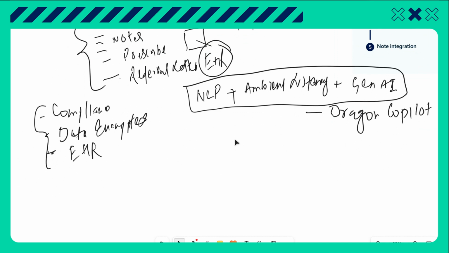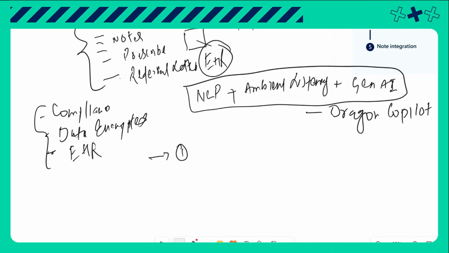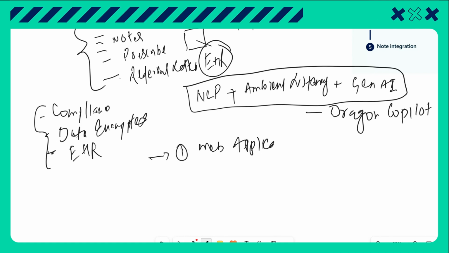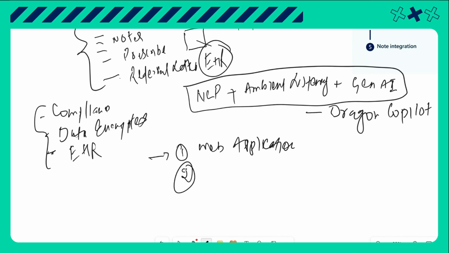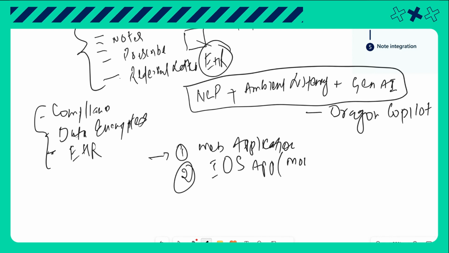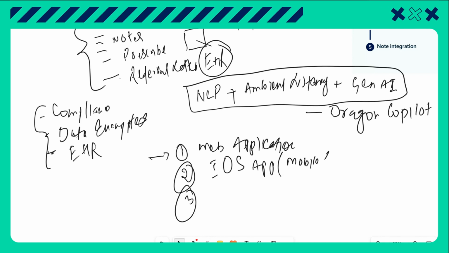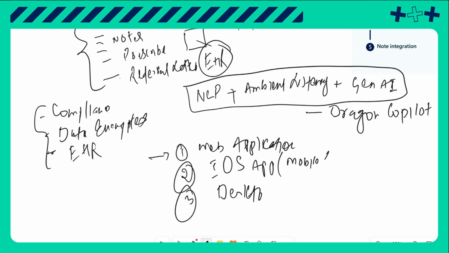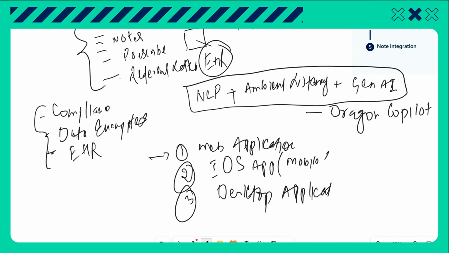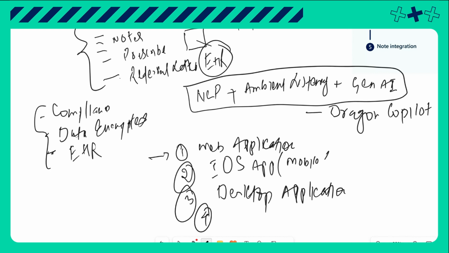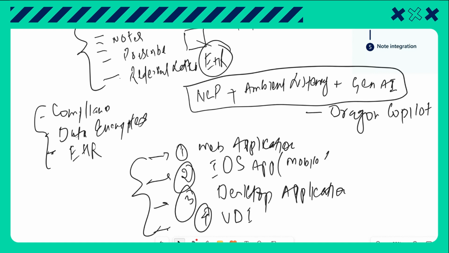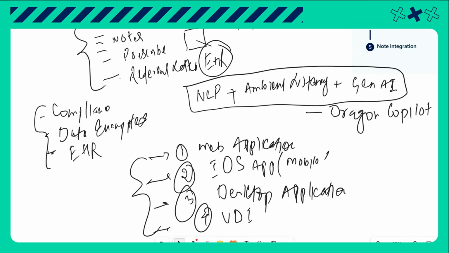Now, how are you going to activate this application? There are different ways. You can access it as a web application, so basically you go to a URL. I'm going to show you in a moment. You can also download an iOS app, so as a mobile application you can utilize this too. You can also deploy this on your personal laptop, as a desktop application, and you can also utilize this as a VDI in a virtualized environment. So a lot of flexibility in terms of how you can access it.